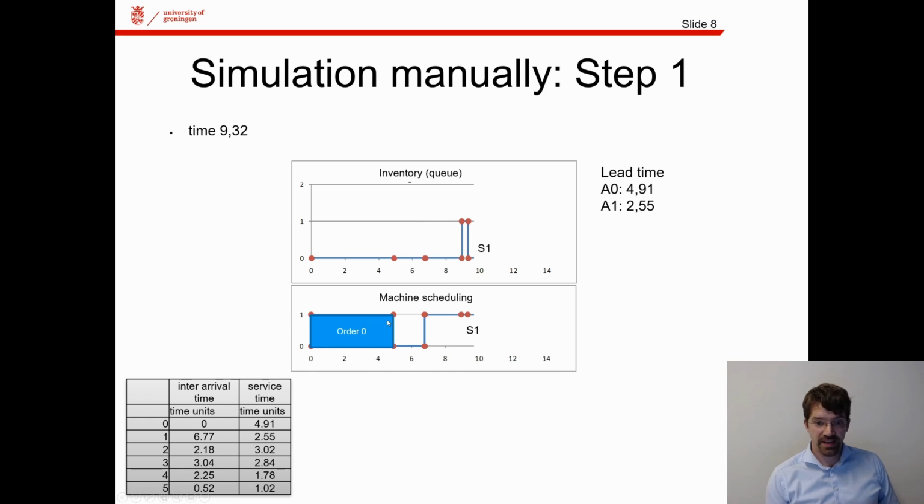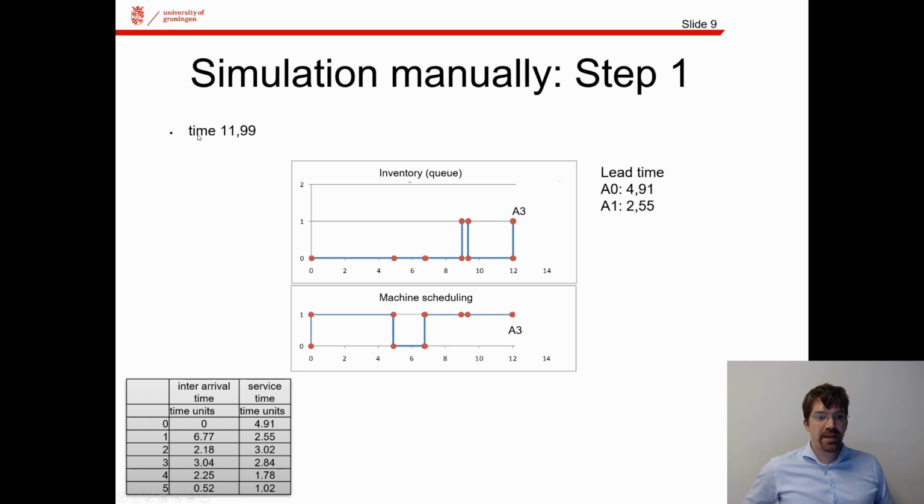So we can see again here, the utilization here is caused by order 0. This utilization part is caused by order 1. And now we start to produce order 2. And what you can see here, again, this is the first time where a waiting time in the inventory is generated because order 2 is not able to move into the machine because it's occupied by order 1.